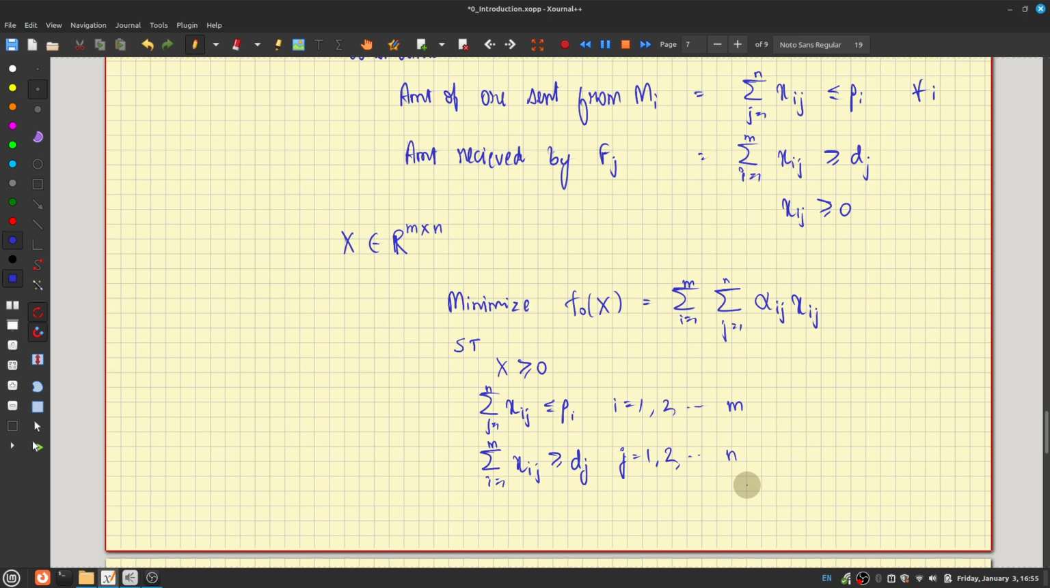Now in this particular case, even in the previous case, if you notice, the objective function as well as the constraints, they're all linear, right? They're all linear functions of the variable. So this is an example of what is called a linear program, where the objective function as well as all of the constraints are linear.